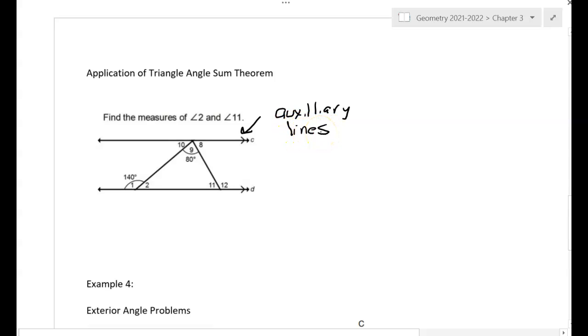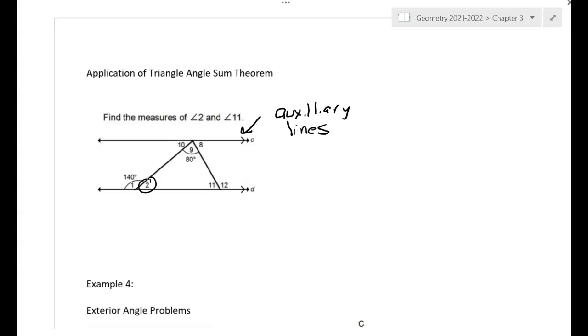So that's extra lines that we've added. We started with a triangle, and then we've added lines C and lines D. Sometimes those are useful for doing proofs. So we're going to find the measures of angle 2 and angle 11 right there. Take a look at angle 2 and angle 11.